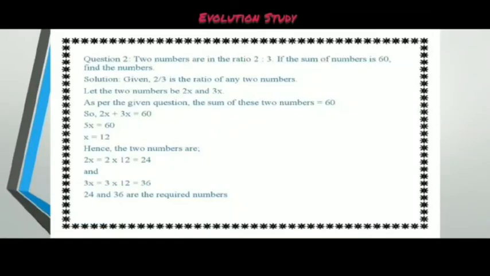Now question number 2 says, two numbers are in the ratio 2:3. If the sum of the numbers is 60, find the numbers. The solution will be, 2 by 3 is the ratio of the two numbers. So let the two numbers be 2x and 3x as per the given question. The sum of these two numbers is 60. So 2x plus 3x is equal to 60, which means 5x is equal to 60. That means the value of x is 12. Hence, the two numbers are 2x, which is equal to 2 into 12, which is 24, and 3x is equal to 3 into 12, which is 36. Hence, 24 and 36 are the required numbers.